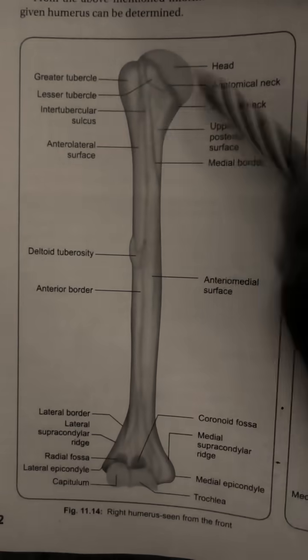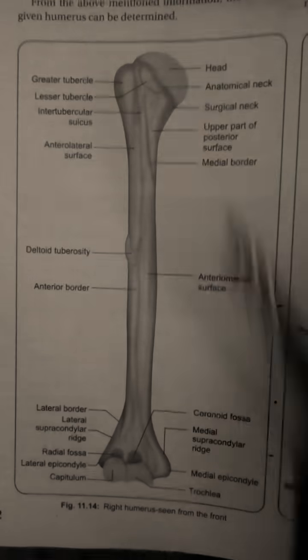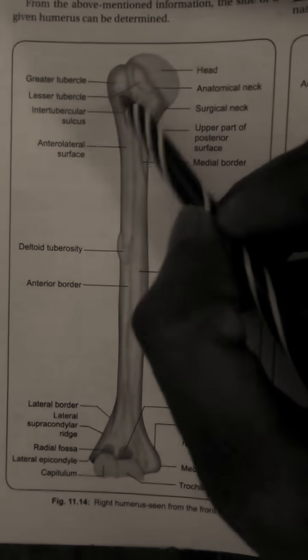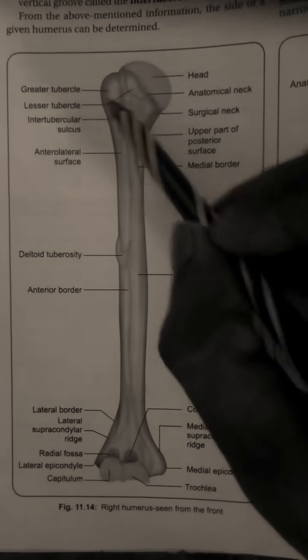As we study the long bone, it consists of three parts: the proximal end, the shaft, and the distal end. The proximal end consists of the head, greater tubercle, and lesser tubercle. The greater tubercle is present on the lateral side, and the lesser tubercle is present on the anterior side. The greater and lesser tubercles are mainly for the attachment of muscles.